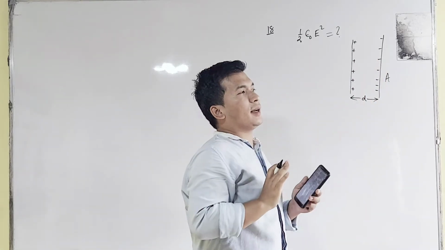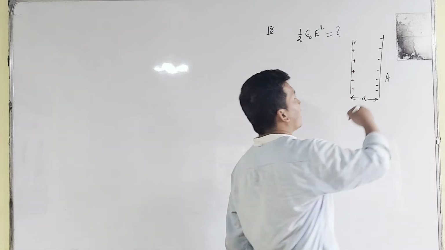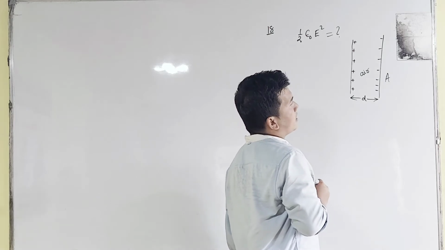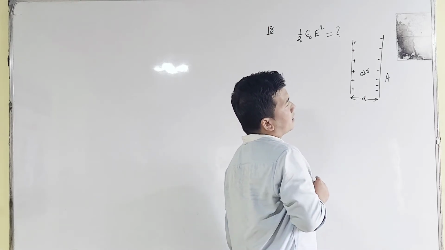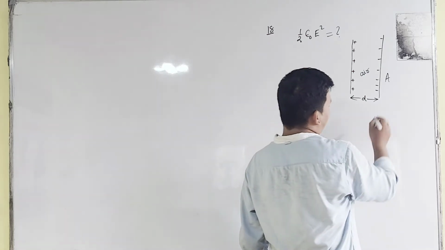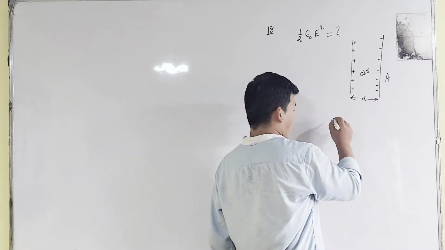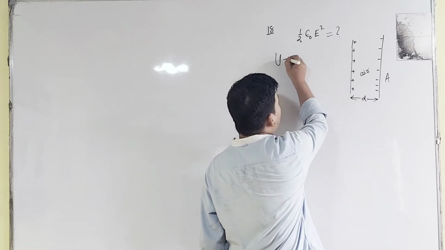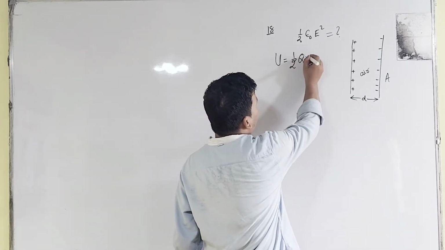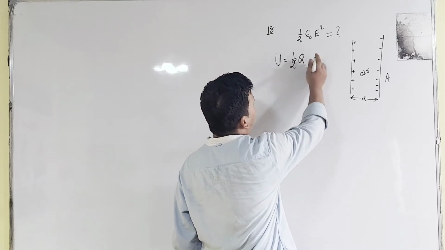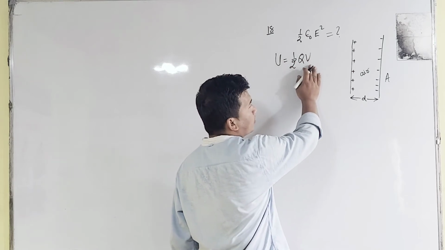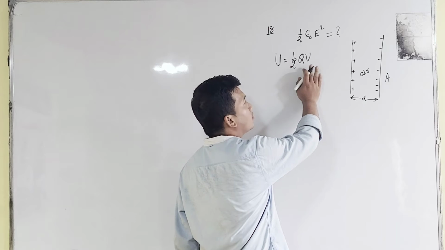The area is A, and the entire volume is filled with air. Consider the amount of energy stored in the entire volume. The energy stored will be equal to half Q into V, where V is the volume. Okay, V is not the volume. This is the voltage. V stands for the voltage, okay?